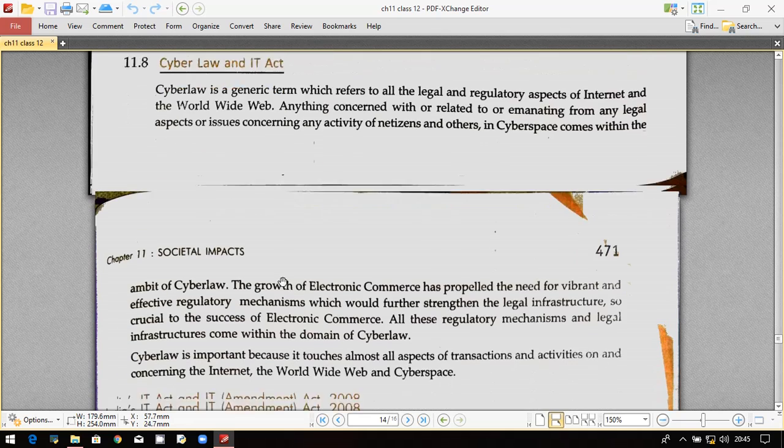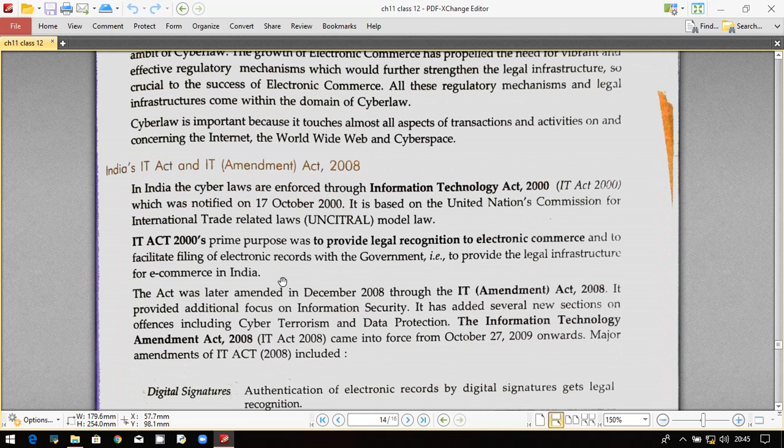So now let's discuss them. The first thing is India's IT Act and the IT Amendment Act 2008. In India, cyber laws are enforced through the Information Technology Act 2000. It is based on the United Nations Commission on International Trade Law. The prime purpose of the IT Act 2000 was to provide legal recognition to electronic commerce.